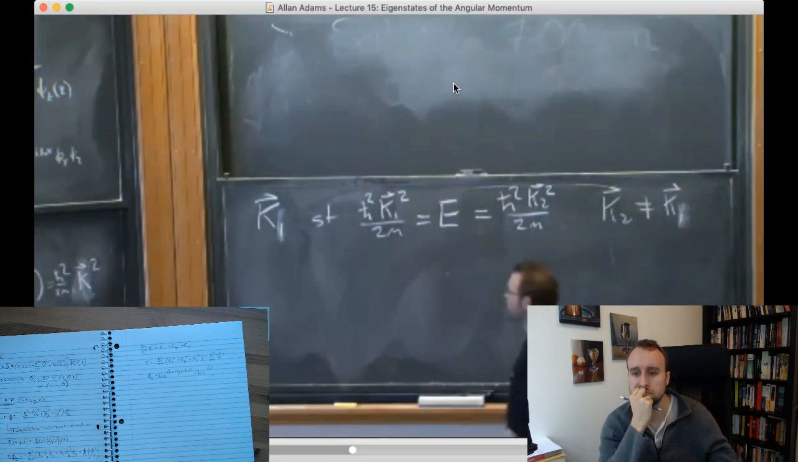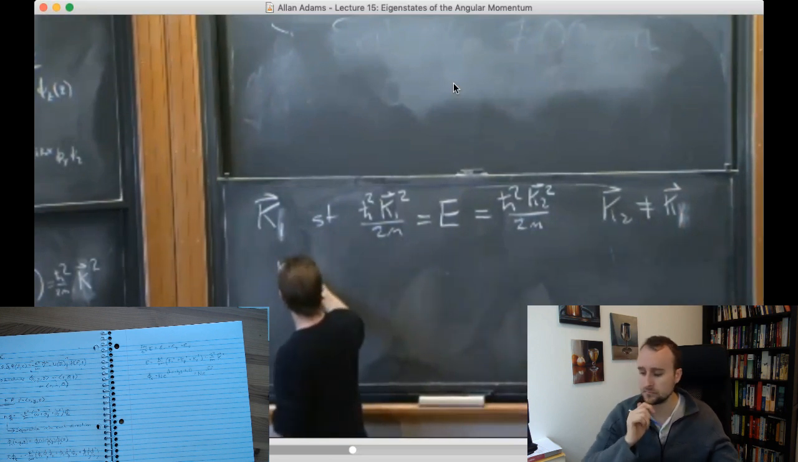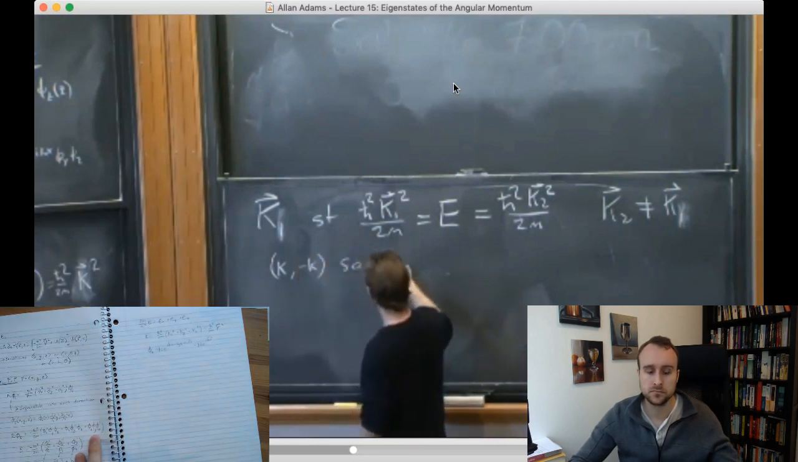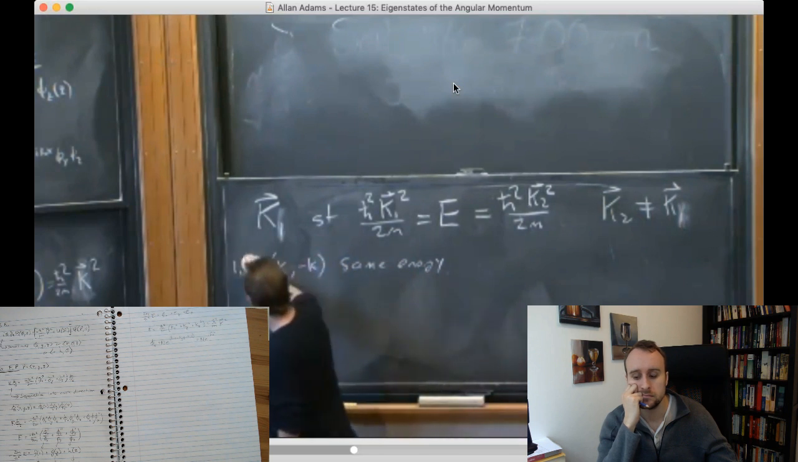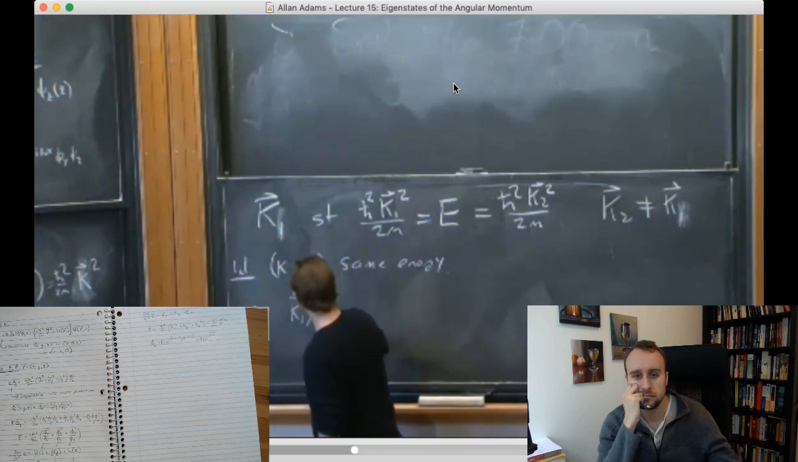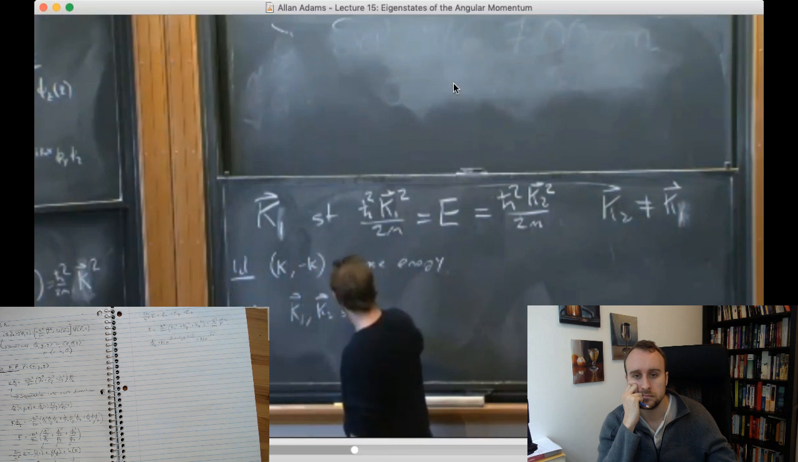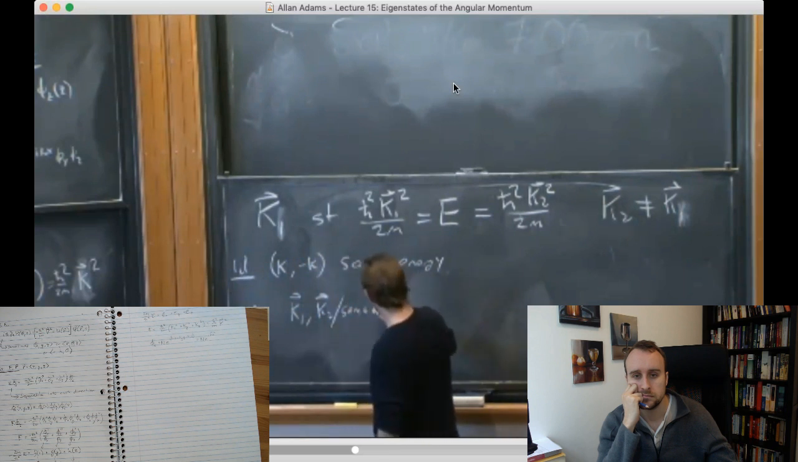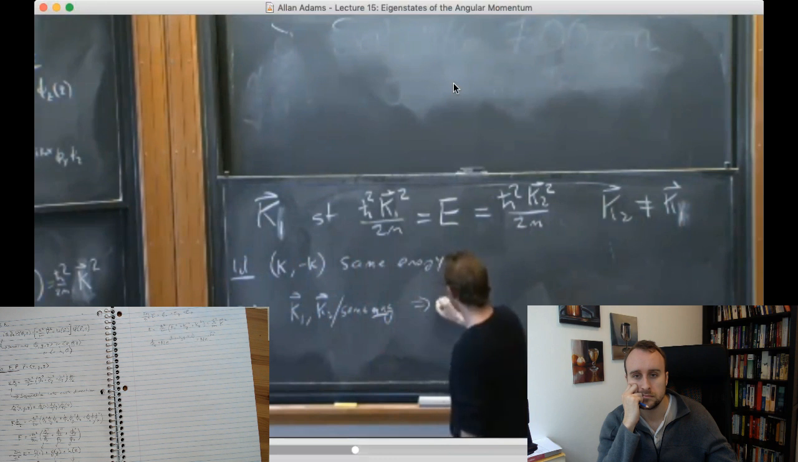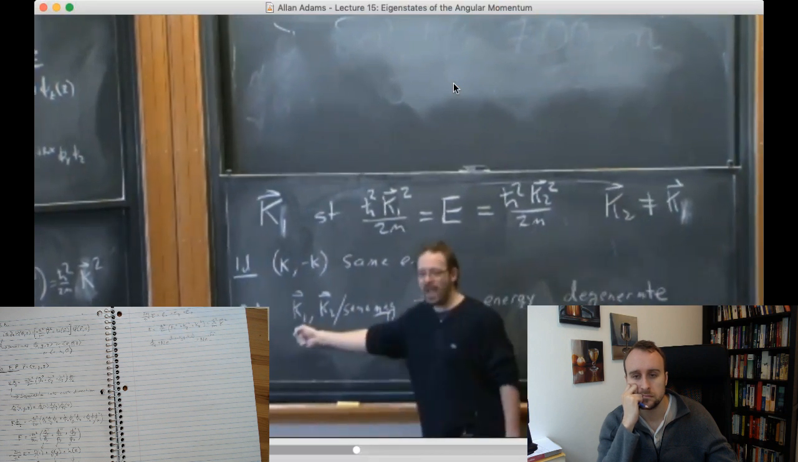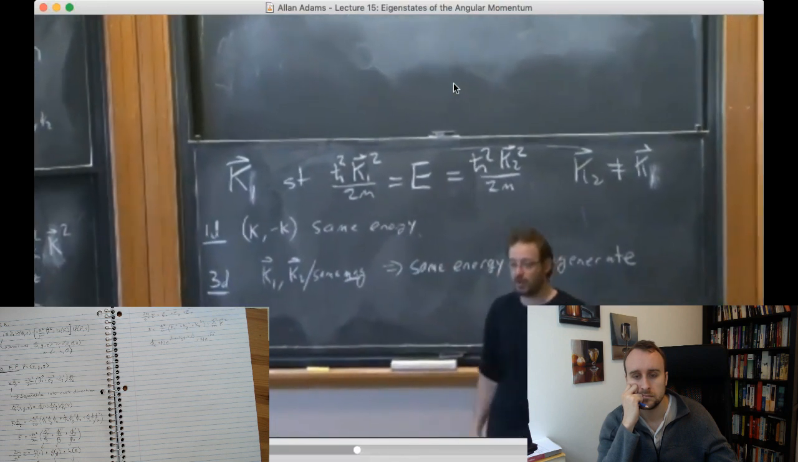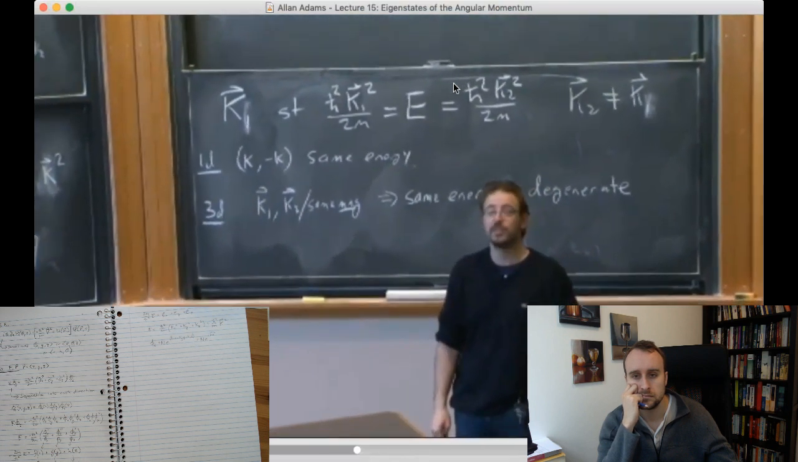Okay? So that's interesting. That looks a lot like before. In 1D, we saw that if we have k or minus k, these have the same energy. Now in 3D, if we have k1 and k2 with the same magnitude and the same energy, they're degenerate. That's interesting. Why do we have this gigantic degeneracy of the energy eigenfunctions for the free particle in 3 dimensions?